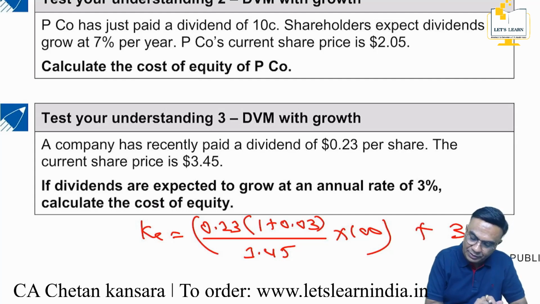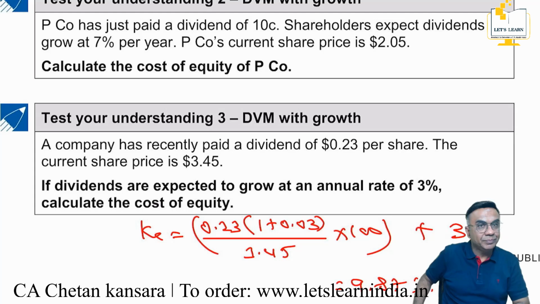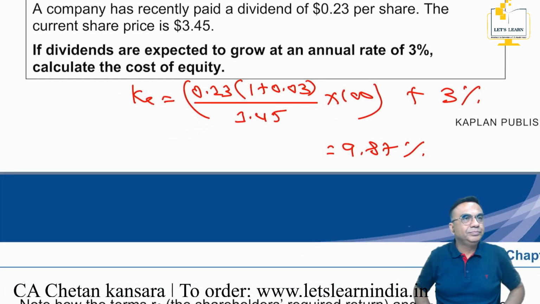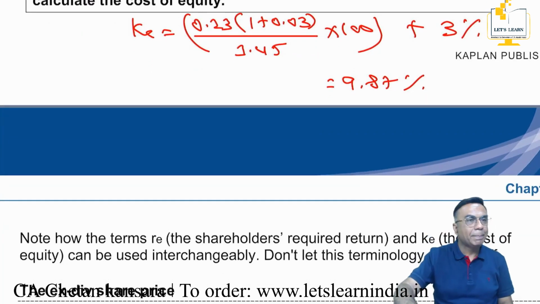0.23 plus 3% divided by 3.45, plus 3. So that is 9.87 approx. 9.87% is the approximate answer for this particular calculation. Right? So I hope this part is clear.